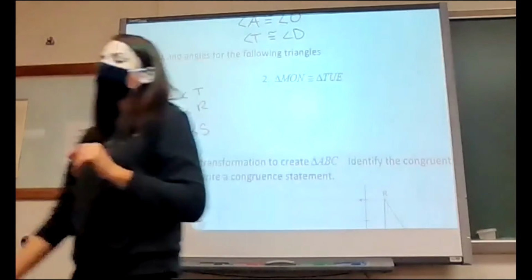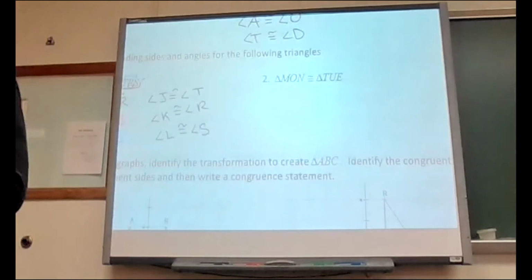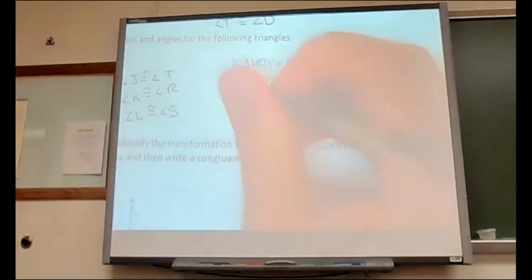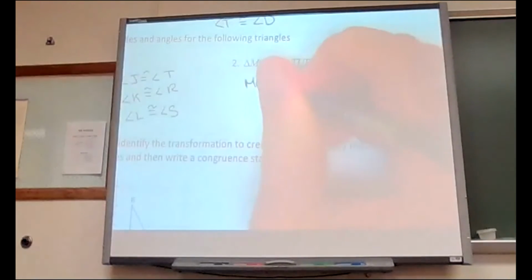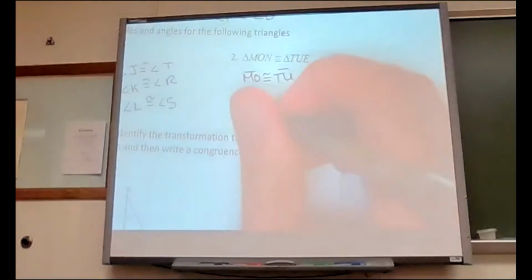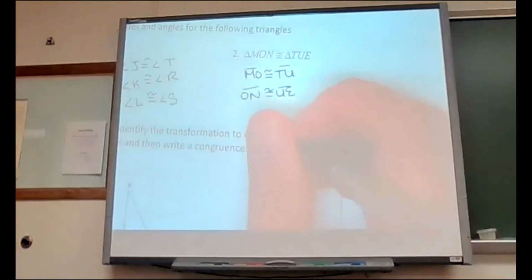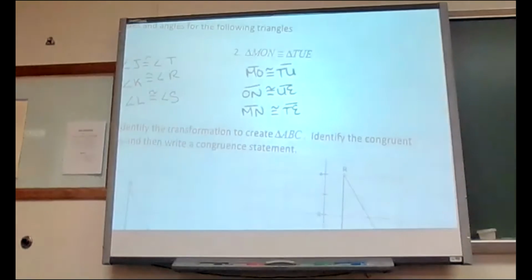Okay, so someone give me a set of sides that would be congruent. MO and TU. Exactly, yep, MO congruent to TU. And what else? ON congruent to UE. And last sides? MN and TE.